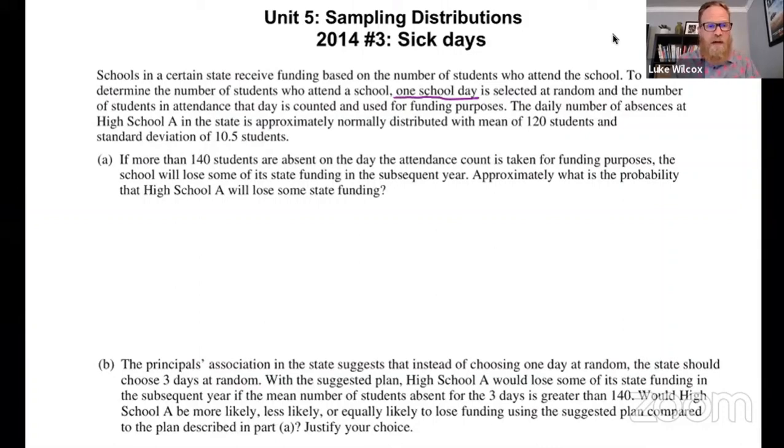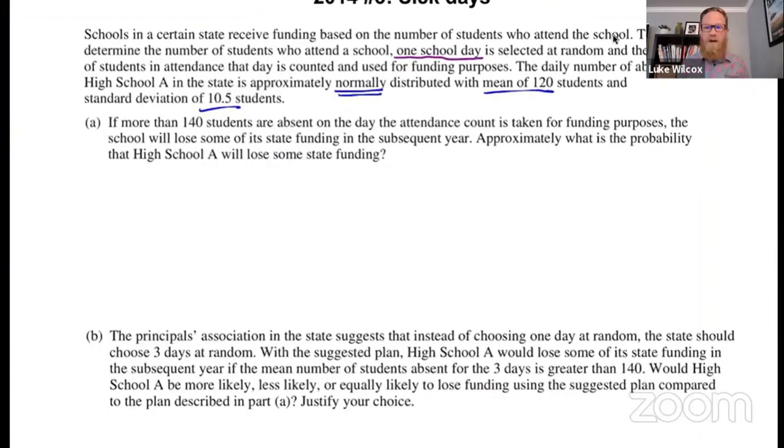The daily number of absences at high school A in the state is approximately normally distributed with a mean of 120 and a standard deviation of 10.5 students. Part A, if more than 140 students are absent on the day the attendance count is taken for funding purposes, the school will lose some of its state funding in the subsequent year. Approximately what is the probability that high school A will lose some state funding? Okay, this is a very classic normal distribution calculation problem that hopefully you are comfortable with.